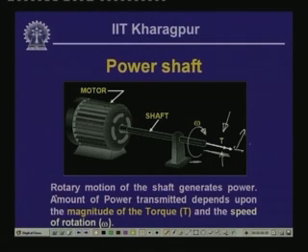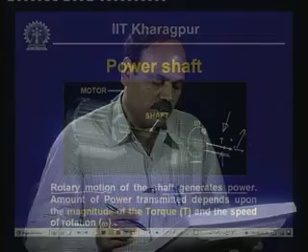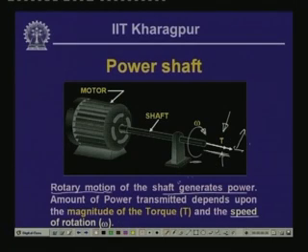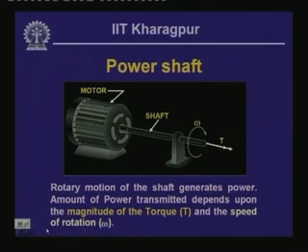Now, this particular shaft is transmitting the twisting moment into the other shaft, and as a resisting moment it is acting in the positive direction, and this is what is demonstrated over here. Now, this rotary motion of the shaft generates power, and the amount of power which gets transmitted through the rotation of the shaft depends on the magnitude of the torque that is applied and the angular speed, the speed of rotation which we call here as omega. So, it depends on the magnitude of the torque and the speed of rotation. In fact, it is the product of the torque and the speed of the rotation.